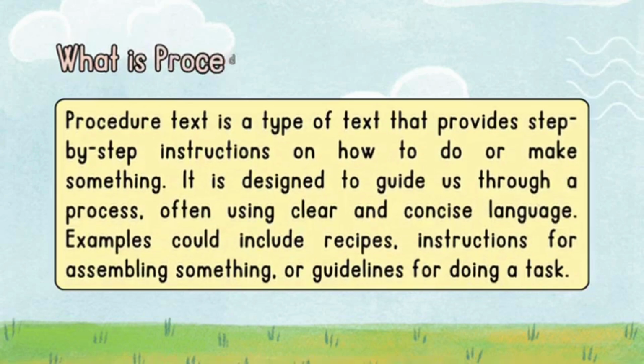So, what is procedure text? Well, procedure text is a type of text that provides step-by-step instructions on how to do or make something. It is designed to guide us through a process, often using clear and concise language. Examples could include recipes, instructions for assembling something, or guidelines for doing a task.